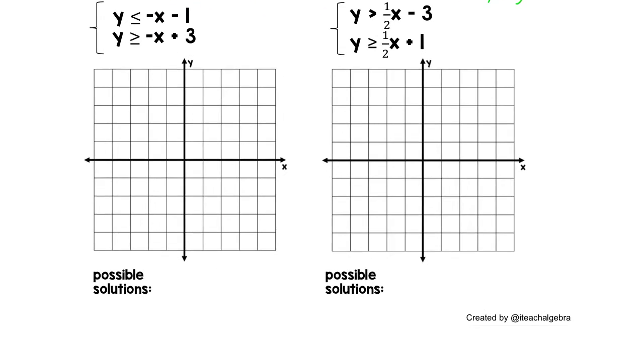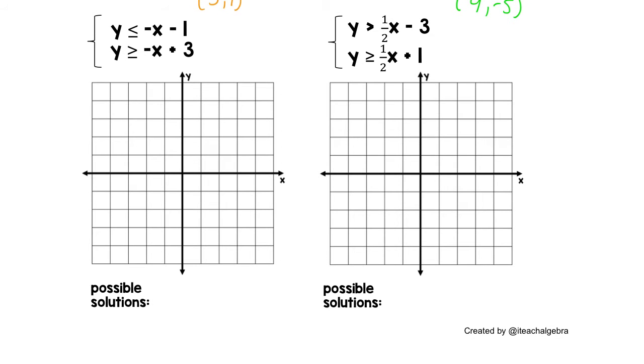All right, a couple more on the front. See if you can do these on your own. Okay, first we've got y less than or equal to negative x minus 1. Negative 1 is our y-intercept, so we go down 1. The slope is negative 1, so down 1, right 1. There's an equals in our inequality, so it means we've got a solid line. It's less than, so we shade below.